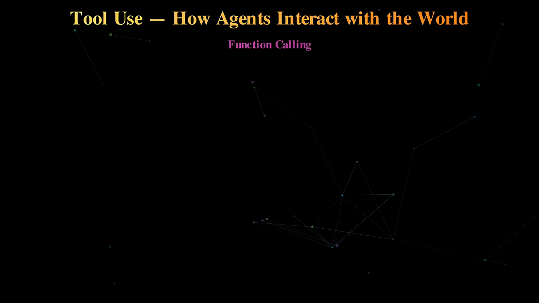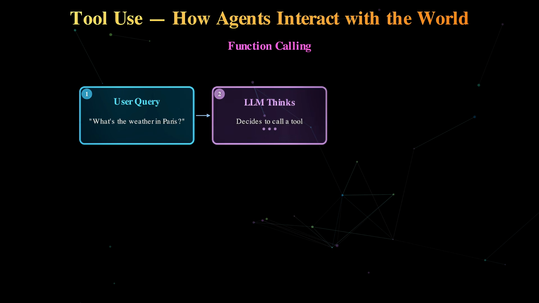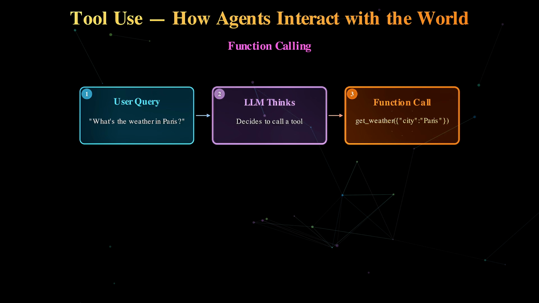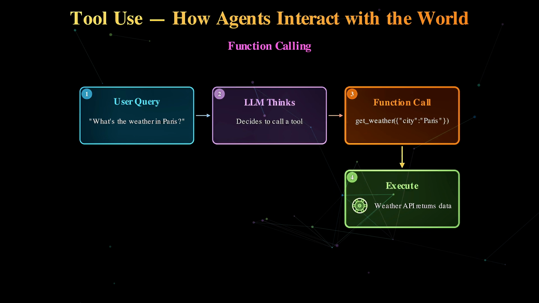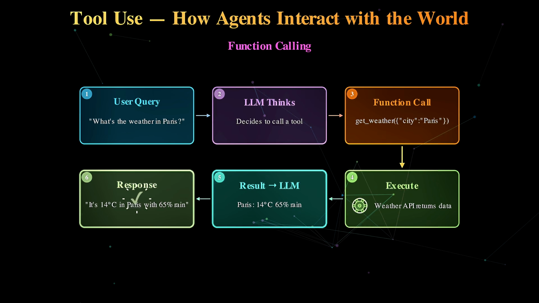The technical mechanism behind tool use is function calling. For example, the user asks, "What's the weather in Paris?" Instead of guessing and generating text directly, the model calls getWeather with city equals Paris. The system executes that function against a real API, gets the result, and feeds it back to the LLM, which then crafts a grounded response.